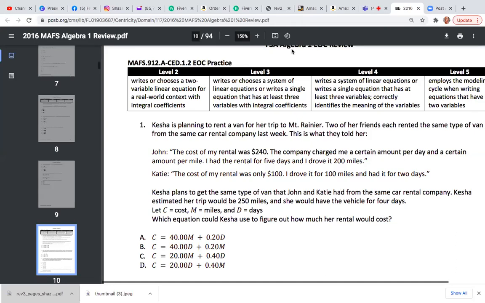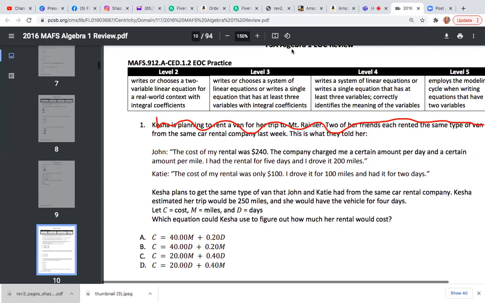So let's go ahead and get started here with number one. Keisha is planning to rent a van for her trip to Mount Rainier. Two of her friends each rented the same type of van from the same car rental company last week. This is what they told her. So guys, basically, all of that first sentence right there, that's extraneous information. Actually, the first few sentences, you don't need that. Don't focus on that, okay?